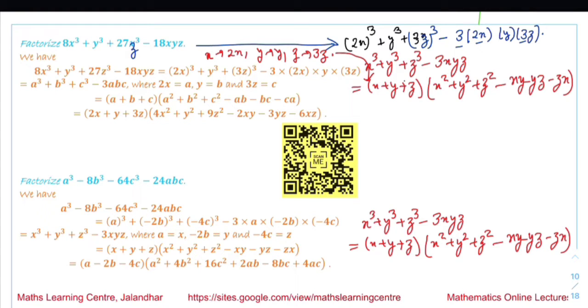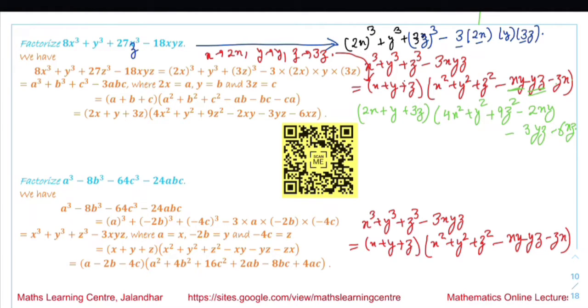So the answer you will get is, in place of x we are writing 2x, y is y, z is 3z. Next, in place of x it is 2x, so it is 4x square plus y square plus 9z square. Then it is x into y, so x into y means we are talking about minus 2xy. Then y into z, it is minus 3yz, and last term is z into x, so it is minus 6xz.